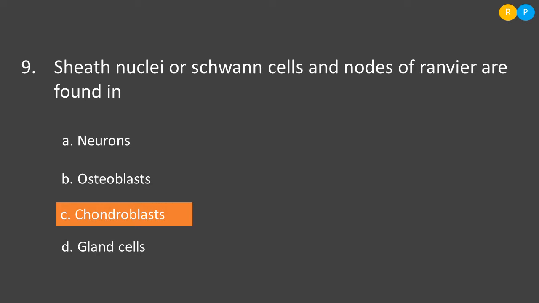Then option B, osteoblast. Osteoblasts are the cells present in bones. Then option C, chondroblast. Chondroblasts are the cells seen in cartilage. Then option D, gland cells. Among the four, the correct answer is option A, that is neurons, because the Schwann cells and nodes of Ranvier are part of the neuron.